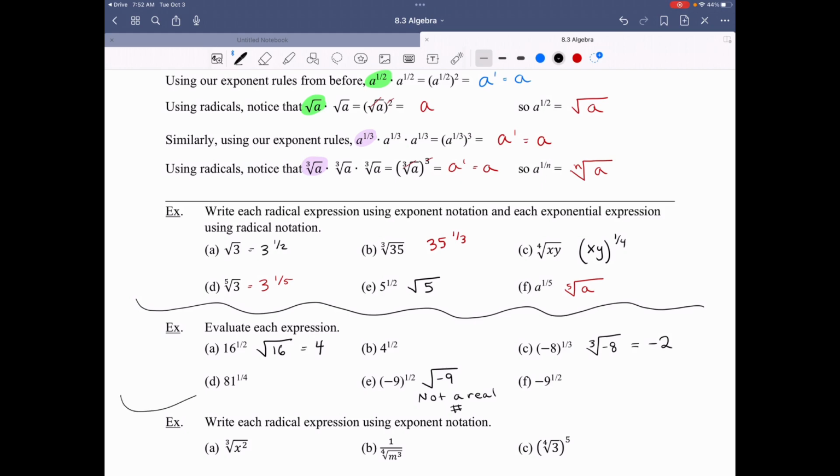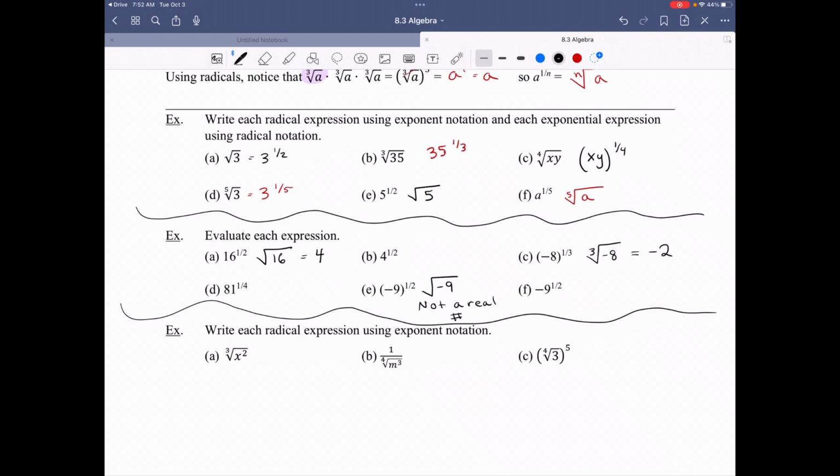All right, do B, D, and F in your groups. Go ahead and check your answers. Look at this next example. Write each radical expression using exponent notation. So we have the cube root of x squared. Let's change this to x squared to the 1/3. Now using our exponent rules, we can distribute the 1/3, and so it would be x to the 2/3.